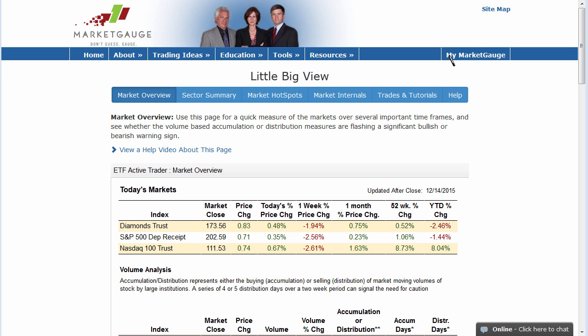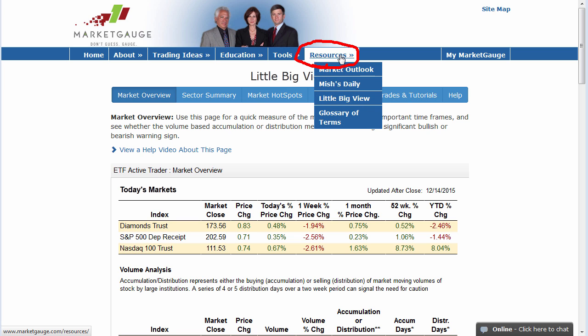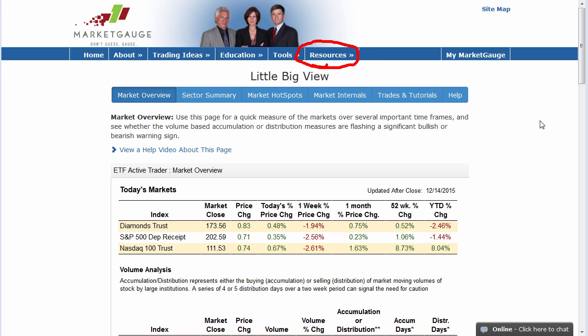All right, so as I just said, I am in the resources section of marketgauge.com because I'm going to show you an indicator here that's one of my favorite indicators for big picture market highs and lows. I'm actually in the little big view section, which you can find by going to resources, little big view. That'll take you to this page here, but this isn't where I want to focus your attention. I want to focus your attention on the market internals section.